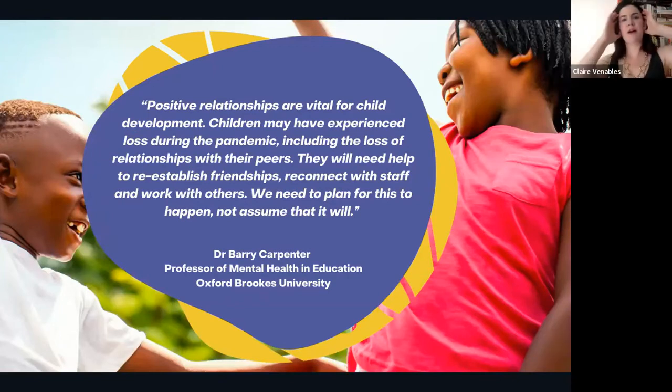Positive relationships are vital for child development, and we all know this. And there's a lot of loss that has been experienced during the pandemic. Think about it. It's loss of contact with peers. How many birthdays and cultural events have they missed out on participating in? So re-establishing, reconnecting with friendships, with the staff at the school. I think this quote also from Barry Carpenter is really, really relevant to all of us.